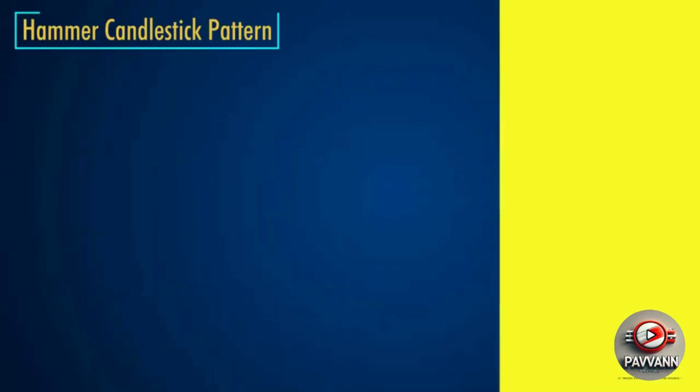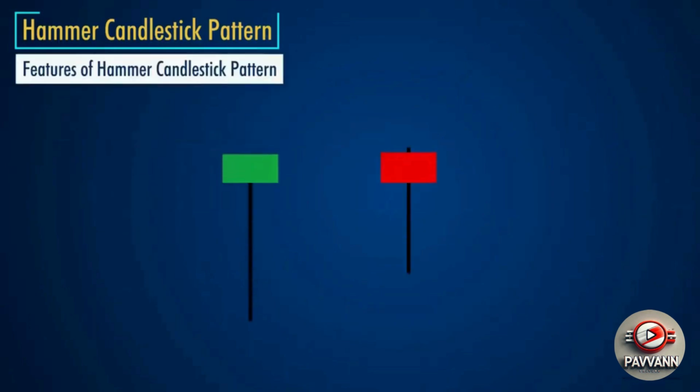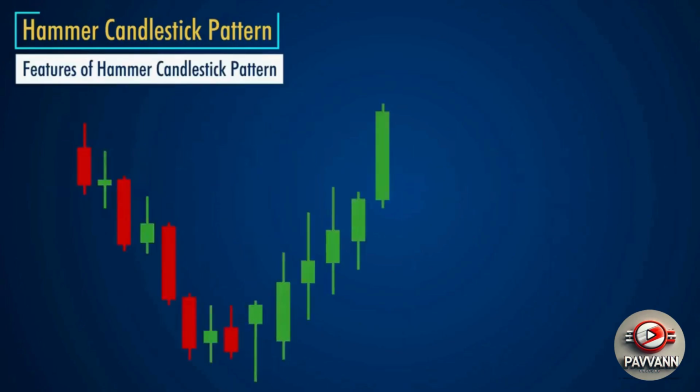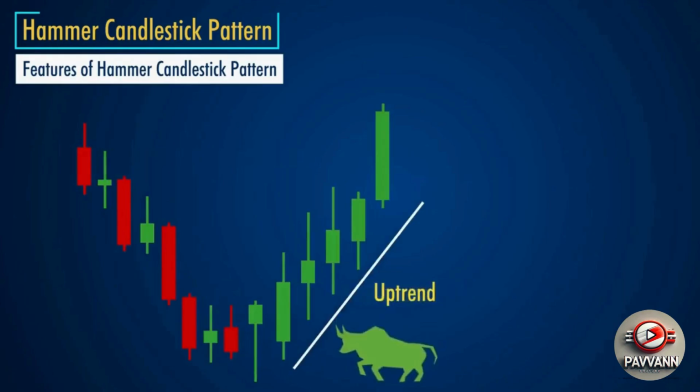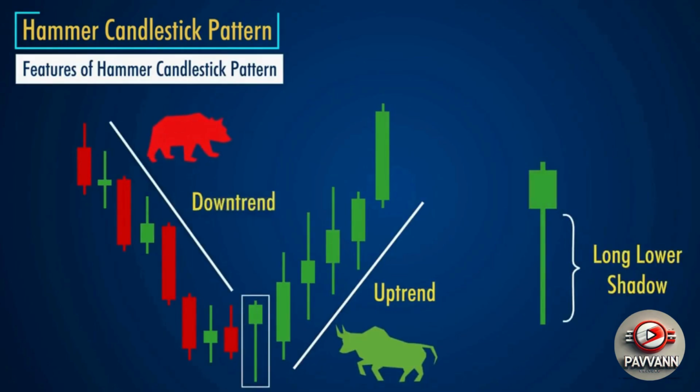Now a quick understanding of the features of this pattern. This pattern is formed when the opening and closing prices are almost the same. It shows that the bulls have taken control over the prices. They have pushed the prices more than the initial opening price. The long lower shadow shows that initially, the bears had taken the prices too low near the support, but then the bulls came and they eventually took the prices up and closed it more than the opening price.